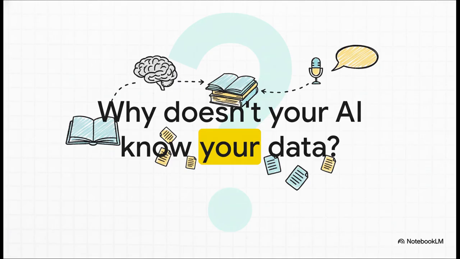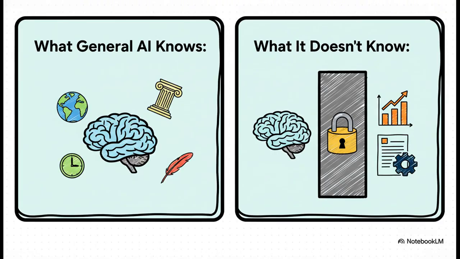I mean, it's the big question, isn't it? You try asking a chatbot about your latest project, and it just gives you a blank stare. The reason is actually pretty simple. These incredible models are trained on the public internet, all of Wikipedia, books, articles, but not on your private, internal stuff.